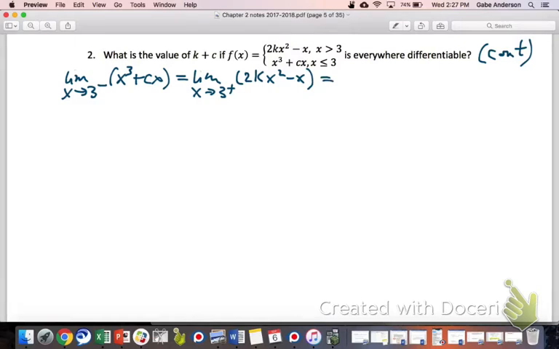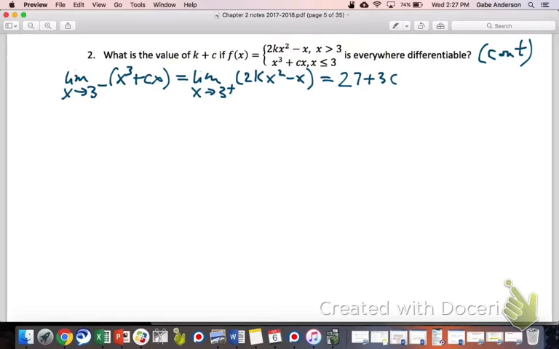Which piece actually contains f of 3? The bottom piece. So I'm just going to go ahead and plug in the 3. So 3 cubed is 27, so it'd be 27 plus 3c. So that's that limit statement regarding continuity. Does that make sense? Any questions? We've done that a lot, but it's good to remember.